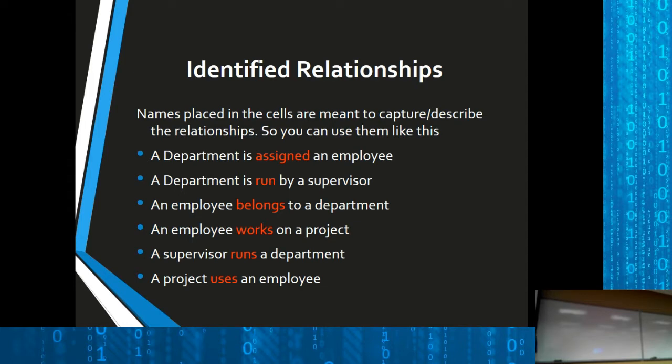If the sentence has more than 5 or 6 words, 7 words, it's too complicated. Well, obviously, unless the entity has more than one word in it. But in this case, a department is run by a supervisor. An employee belongs to a department. They're shortened sentences that are easy to describe. If you can describe them that succinctly, you'll be able to diagram it.